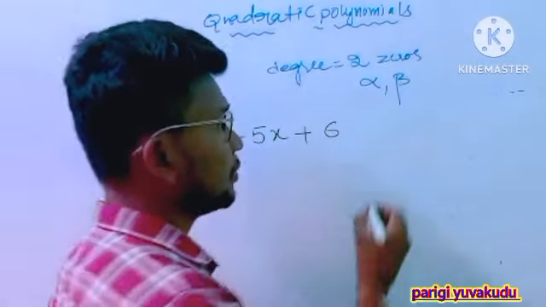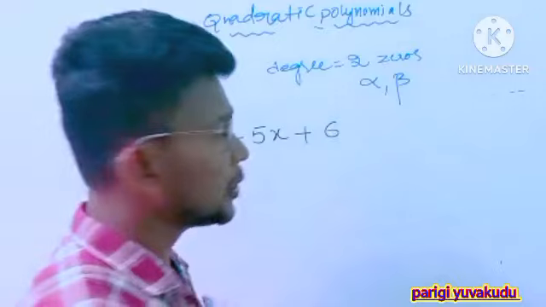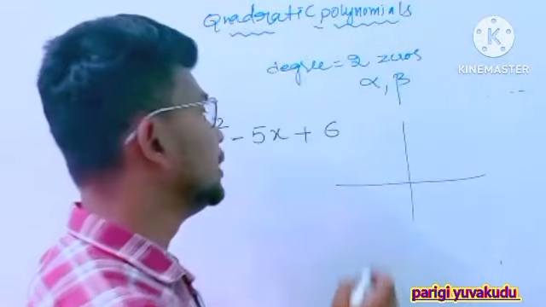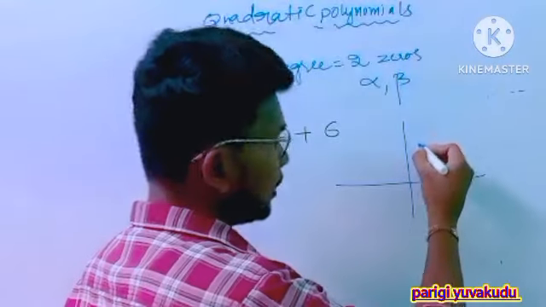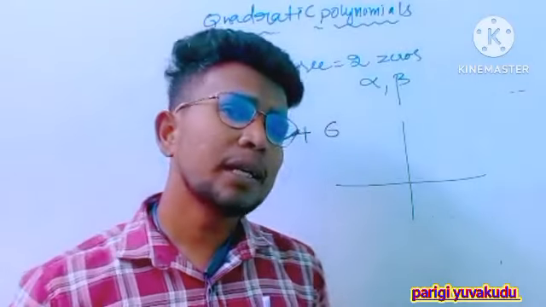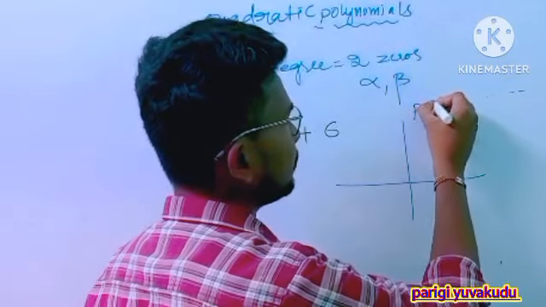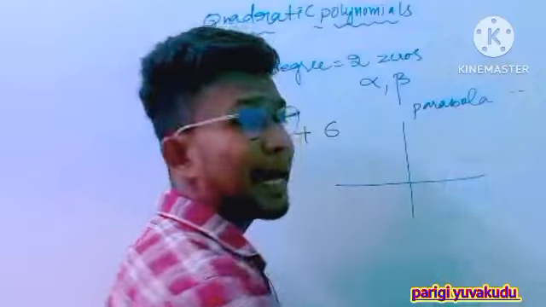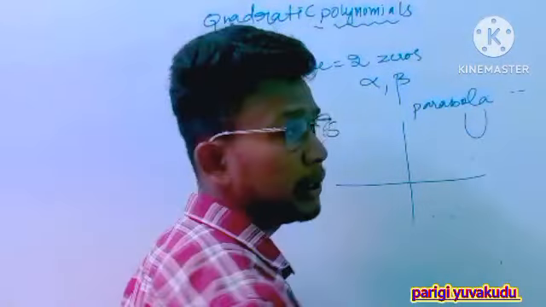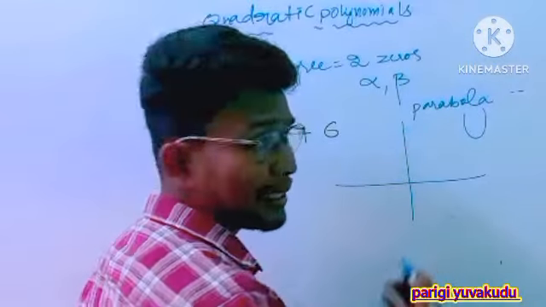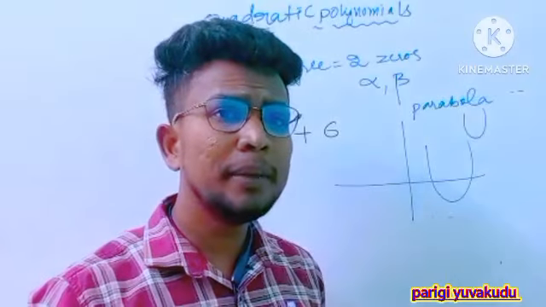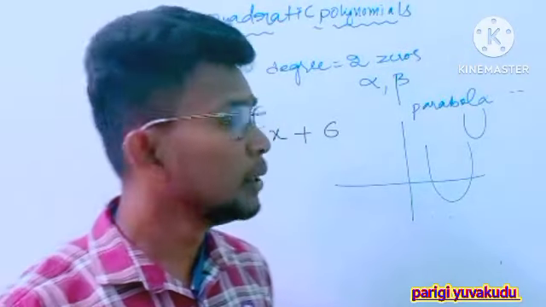Now I am explaining the graph. For this polynomial, if you draw the graph in a Cartesian plane, for the quadratic polynomial, it will look like a parabolic shape. Now this is a quadratic polynomial. What is the graph of a quadratic polynomial? Parabola. Parabola means it looks like a U shape. The graph will touch exactly at 2 points or 1 point, or maybe it will have no real solution.